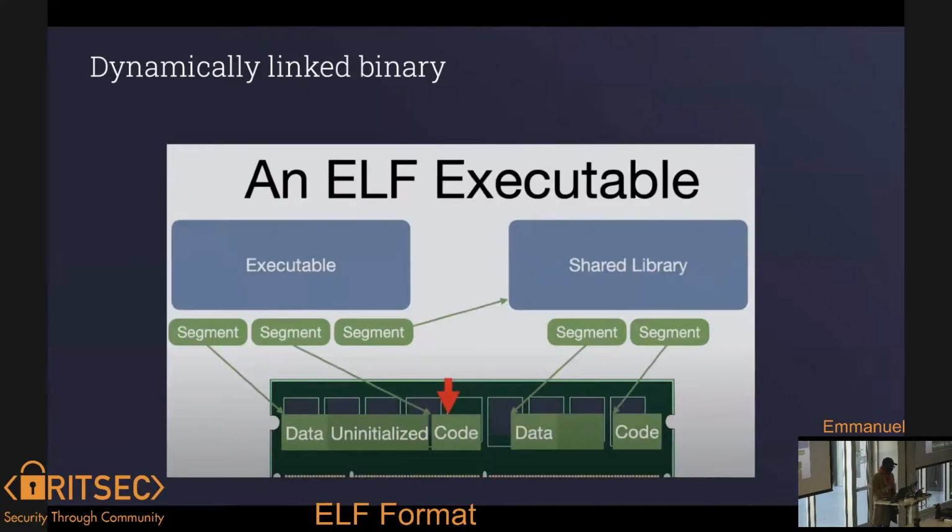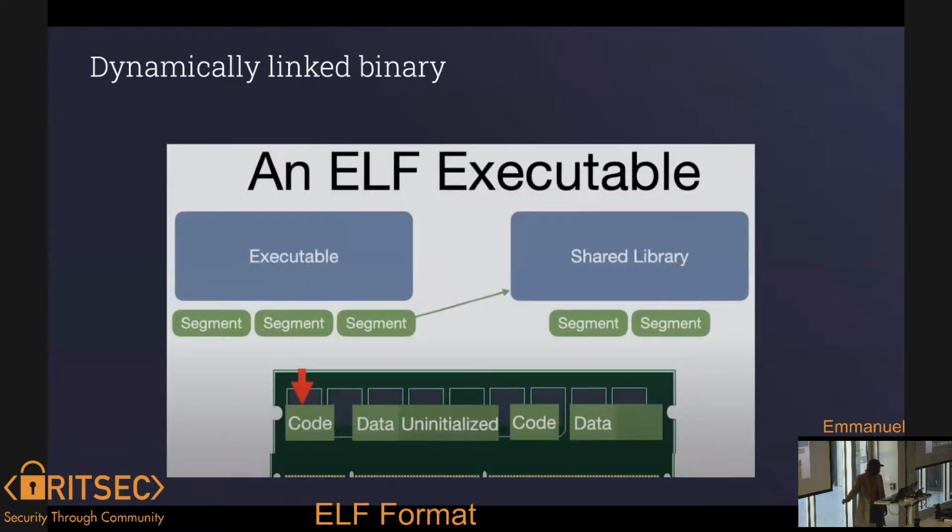And in a dynamically linked binary, it kind of works the same, but because it's dynamically linked, it does not have to follow the same order of data, uninitialized data, code. It doesn't have to follow like this. It could be random. So it could be code first, then data, then other stuff. It does not have to follow the statically linked method.